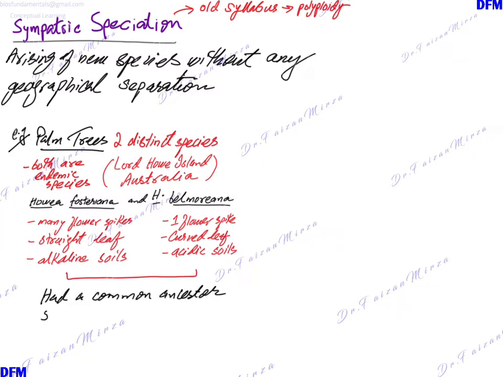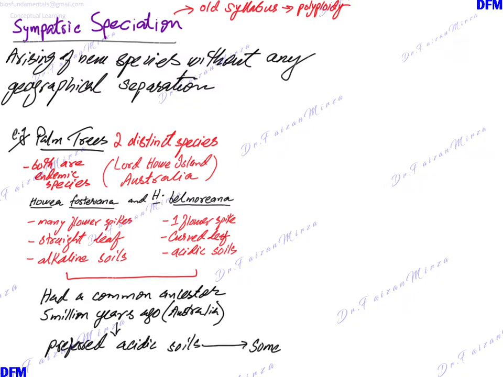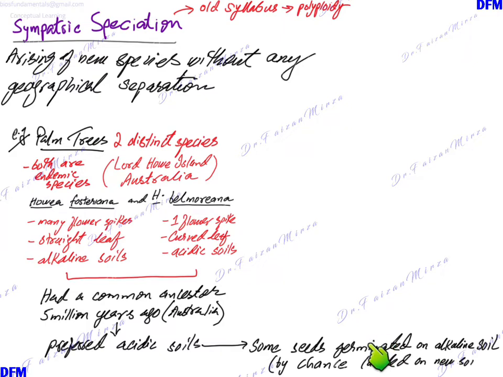They both had a common ancestor about 5 million years ago, again in Australia only. And since these are palm trees, we know they would need soil to grow on. The preferred soil for these palm trees back in Australia, sometime 5 million years ago, was acidic soil, and they would grow on acidic soil. But by chance, some of the seeds landed on alkaline soil and they germinated as well. It means that nature already had the alleles in them for alkaline soil, where alkaline soil could be used for germination as well, or probably the allele got favored in that condition in the new soil by chance.